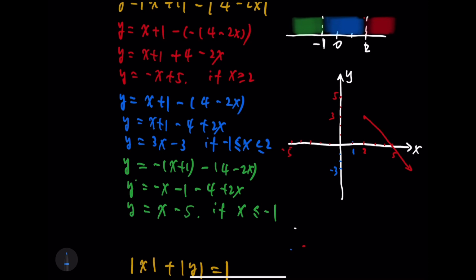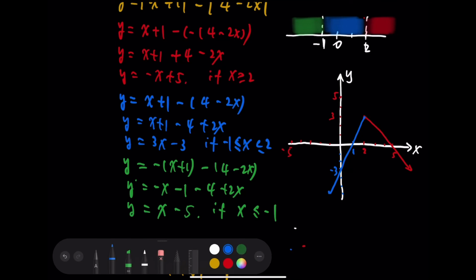When x equals 2, y equals 3, so it's going to meet in here. And when x equals negative 1, y is going to be negative 6. Negative 1 is going to be here. So this is my curve. It passes all the points I want. Last piece, green. Let's do the green piece.